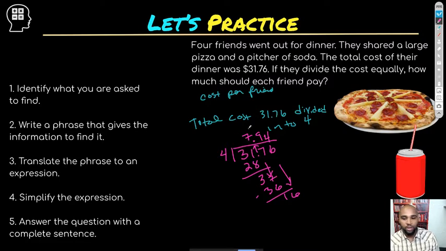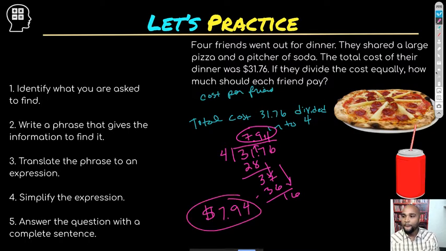So we simplified our answer. But now we need to answer the question. What is the question? What does each friend owe? So the cost for each friend is going to be $7.94.